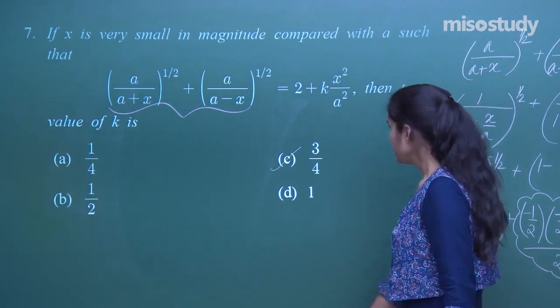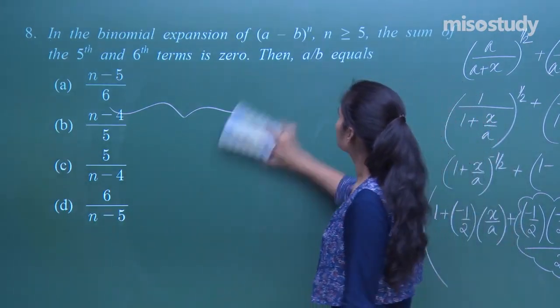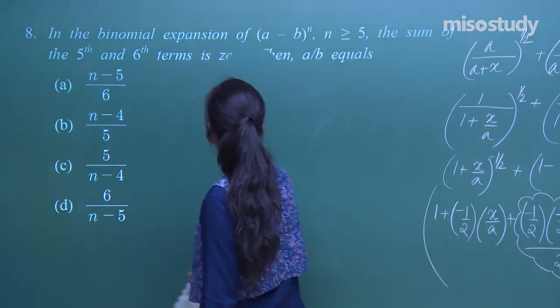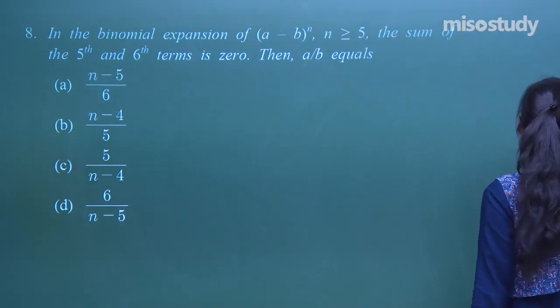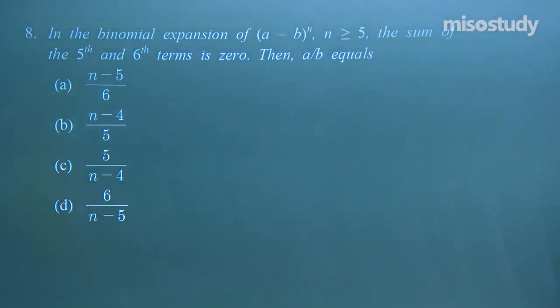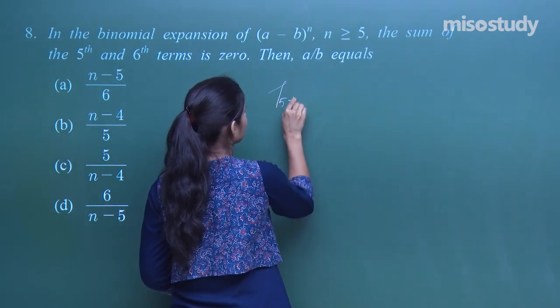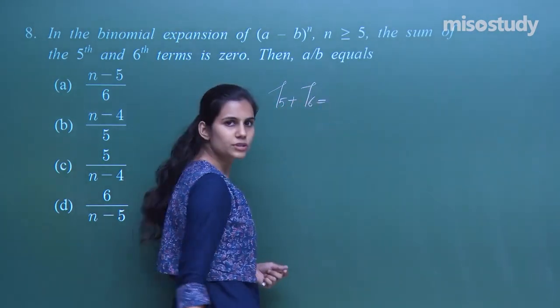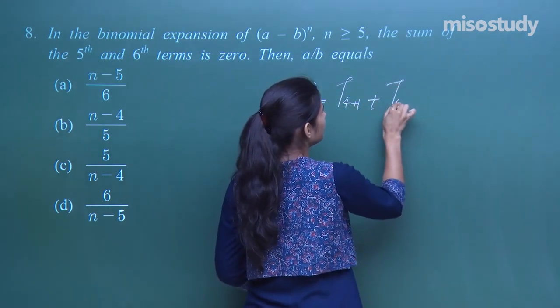Clear? Now we have the next question. In the binomial expansion of a minus b whole to the power n, 5th and 6th term add to give you 0. Then a by b is equal to what? So 5th term and 6th term are adding to give you 0. This is t4 plus 1 plus t5 plus 1.